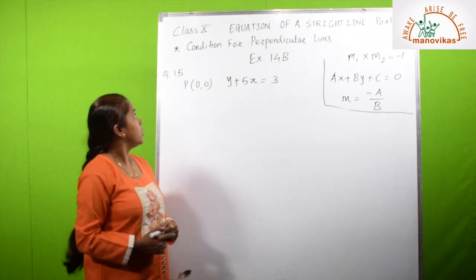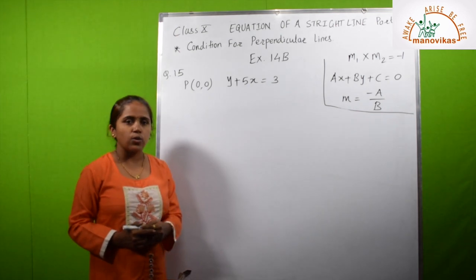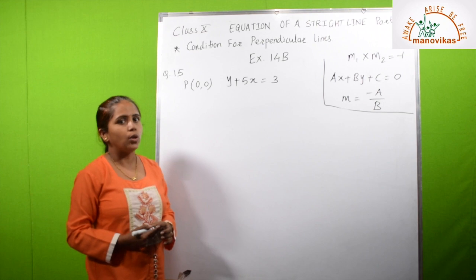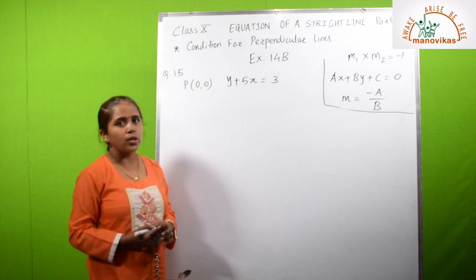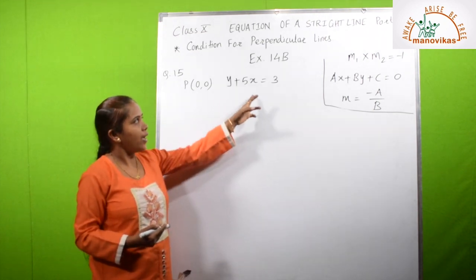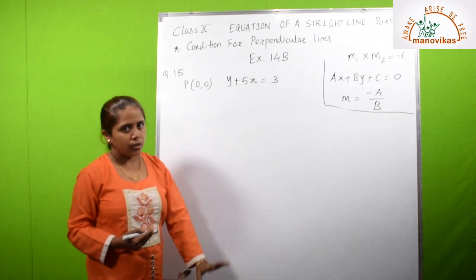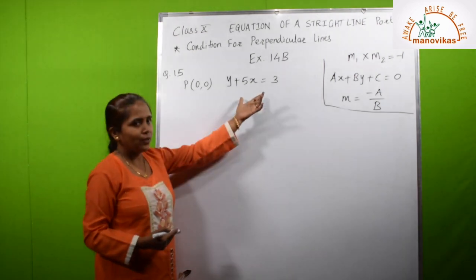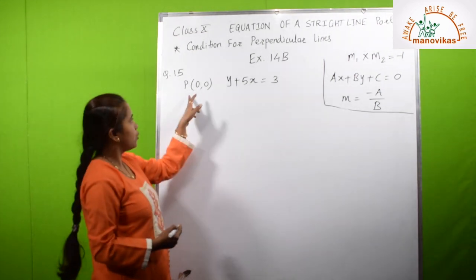Next question is question number 15. What is question number 15? Find the equation of line passing through the origin and perpendicular to the line y plus 5x is equal to 3. Now we have to find the equation of line which is perpendicular to this given line and which is passing through the origin.